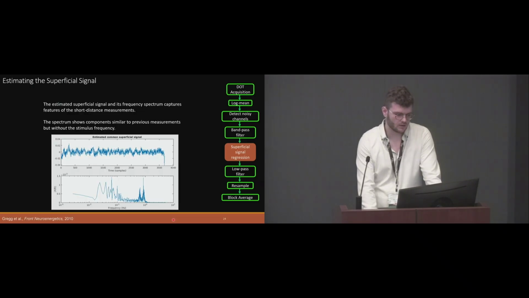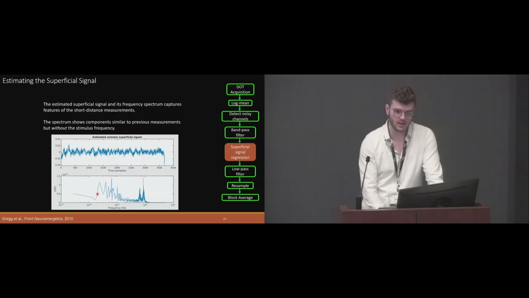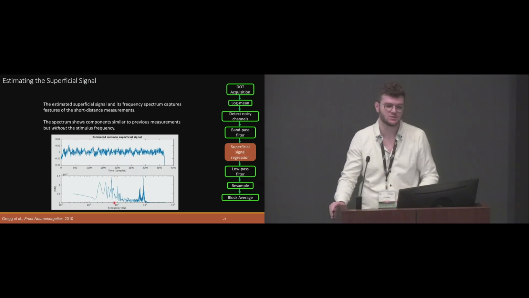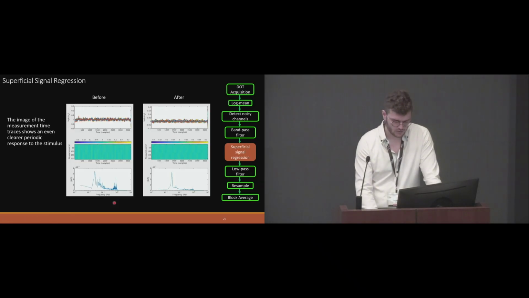And we'll show you that by looking at our estimated common superficial signal in this top plot. And then the bottom plot down here is that power spectrum of the superficial signal. And notice, compared to our previous power spectrums of the bandpass filtered data, we do not see a clear stimulus peak here, indicating, hey, we should probably regress this out of all of our measurements so we can get better attenuation to our stimulus. So before and after superficial signal regression here, we can see a massive difference in our power spectrum, a huge attenuation to our stimulus peak.